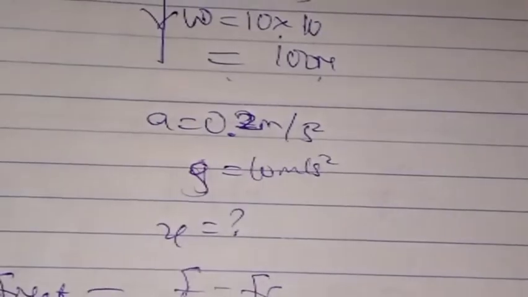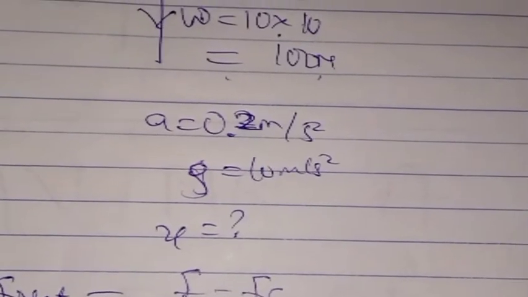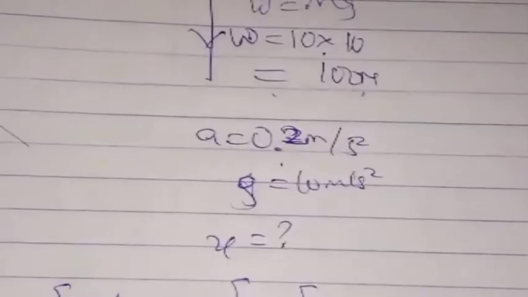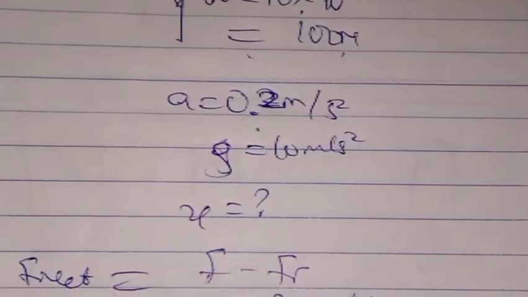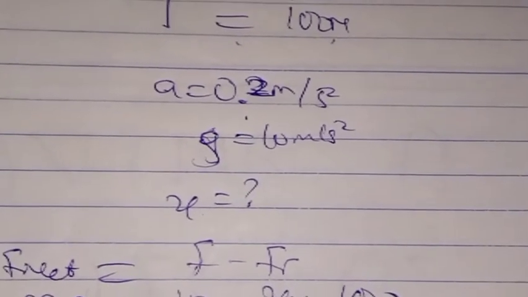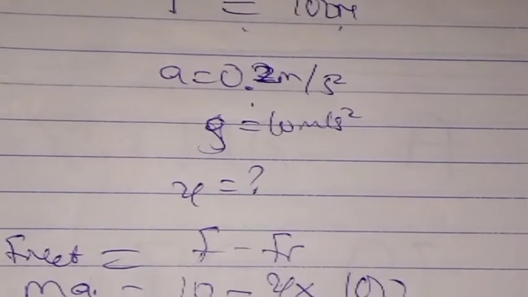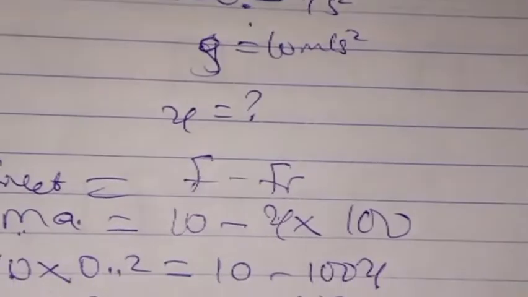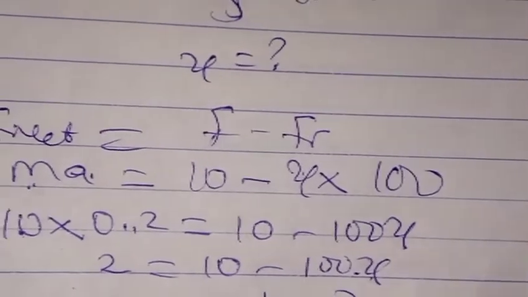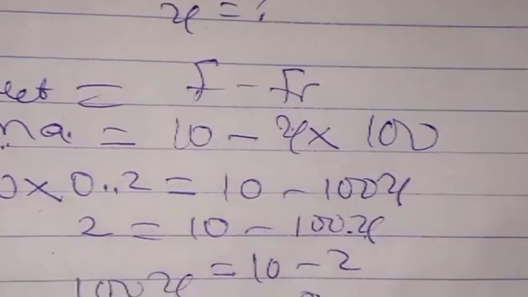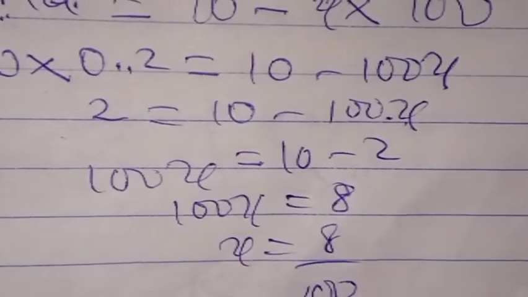You know that our R is the same thing as what? Our weight. Our R is mg. So that's what? 100. So we have our mass. What's our mass? Our mass is 10 kilogram, times what's our acceleration? 0.2 is equal to 10 minus 100 mu. So 10 times 0.2, that's what? 2 is equal to 10 minus 100 mu. So collect the like terms. 100 mu is equal to 10 minus 2. 100 mu is equal to 8. mu is equal to 8 over 100. mu is equal to 0.08.